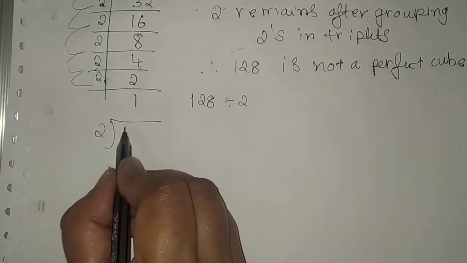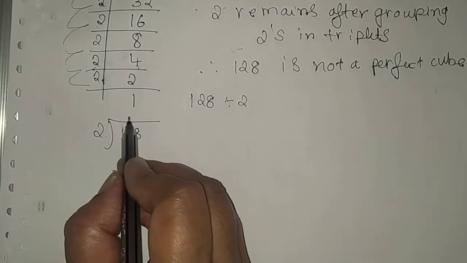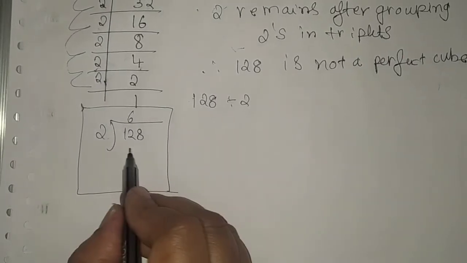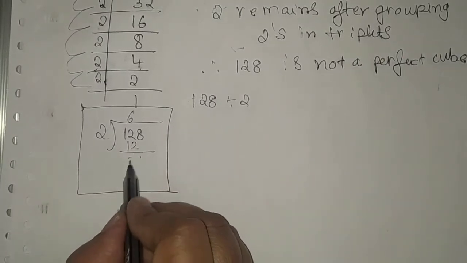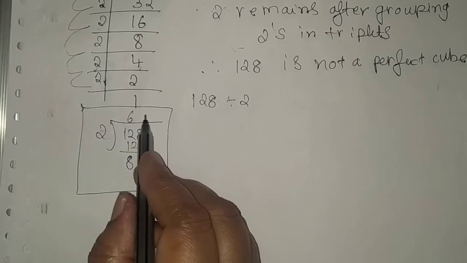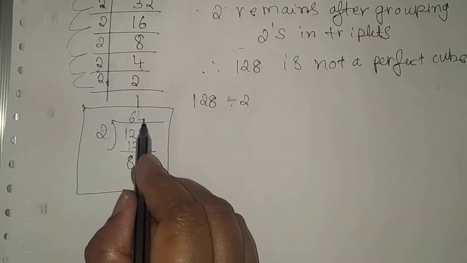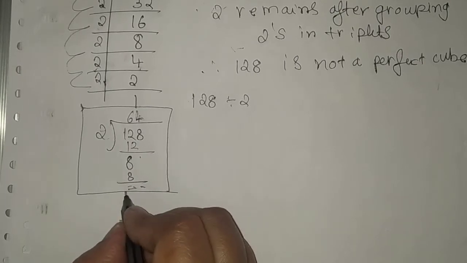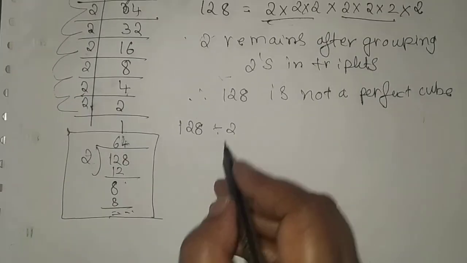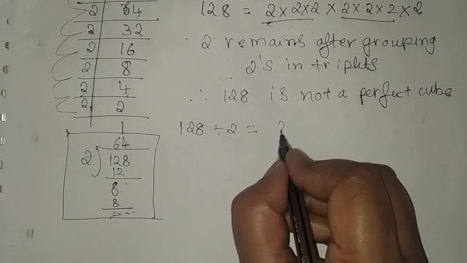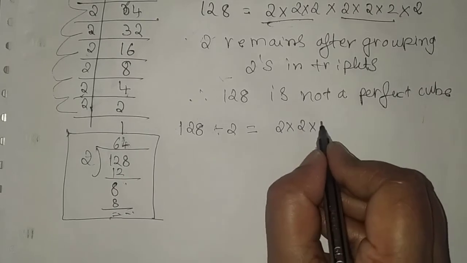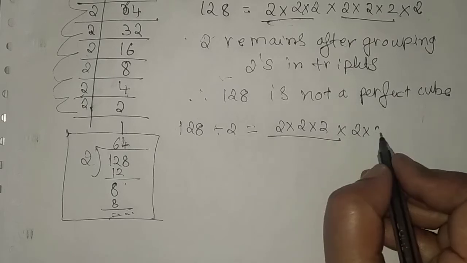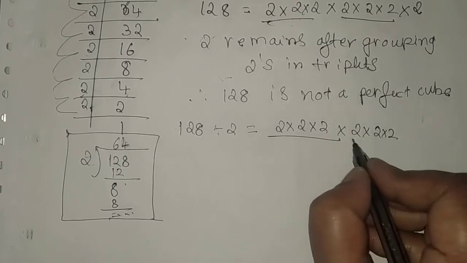See, 2 sixes are 12, then 8 remains. Then 2 fours are 8, so we get 0. Then this will become a perfect cube: 2 into 2 into 2. We have to write the triplets as it is, and then only divide 128 by 2.